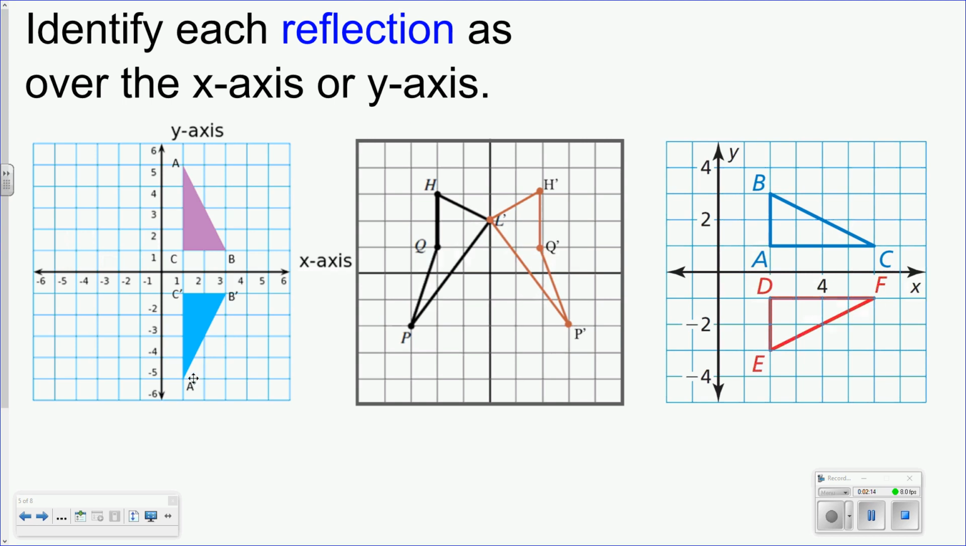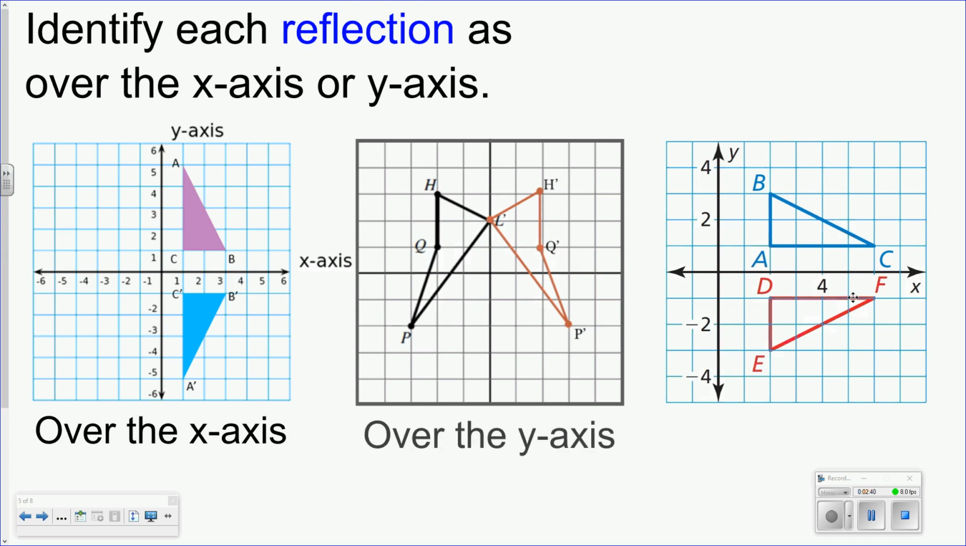Now we're going to identify the reflection as over the x or the y. So again, we look at any letter, so you can see this is the pre-image, the one without the prime, and it's moving to here, the one with prime, and it was above the x and now it's below the x, so it's a reflection over the x-axis. Look at any letter, so here's the pre-image H and here's H prime, so it was on this side of the y, now it's on this side of the y, so it's a reflection over the y-axis. Going from B to E, now it's upside down, so it's over the x.